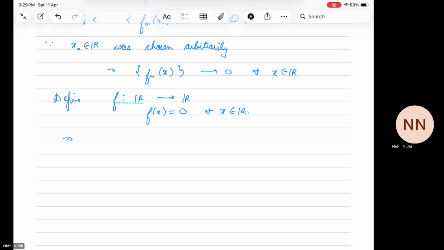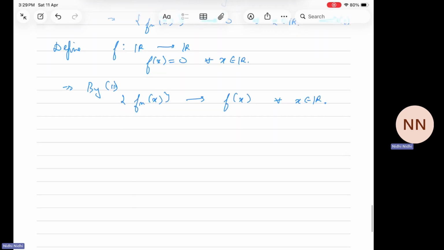So by 2, what do we get? We get that the sequence f_n(x) converges to f(x) for every x in R. That means this function f is actually the pointwise limit of the sequence. That is, we can say that f_n converges to f pointwise. Now next we need to see whether it converges uniformly as well or not.